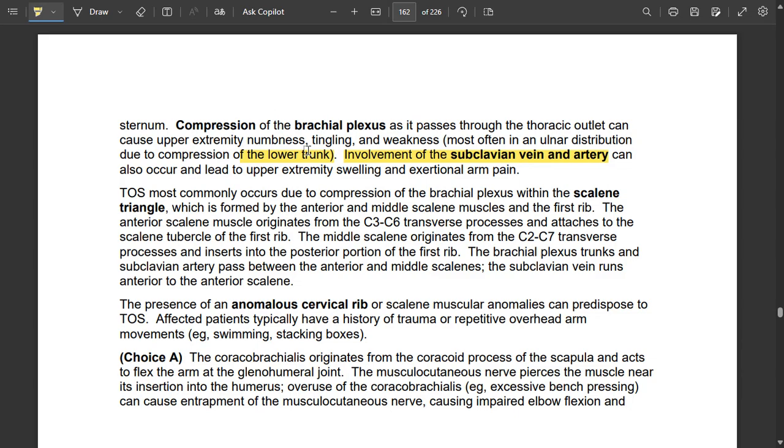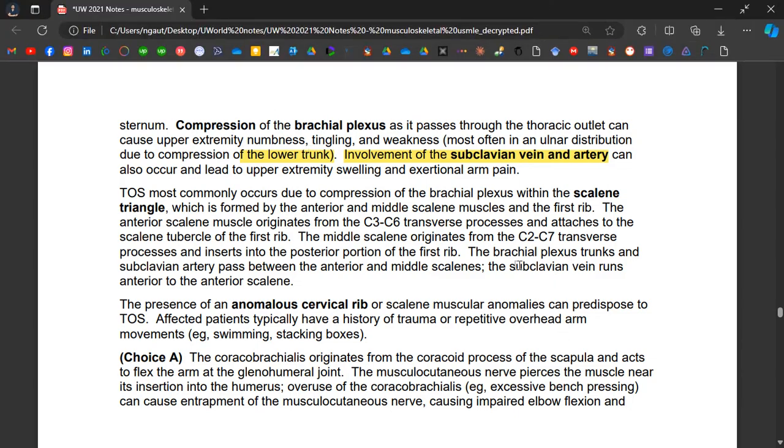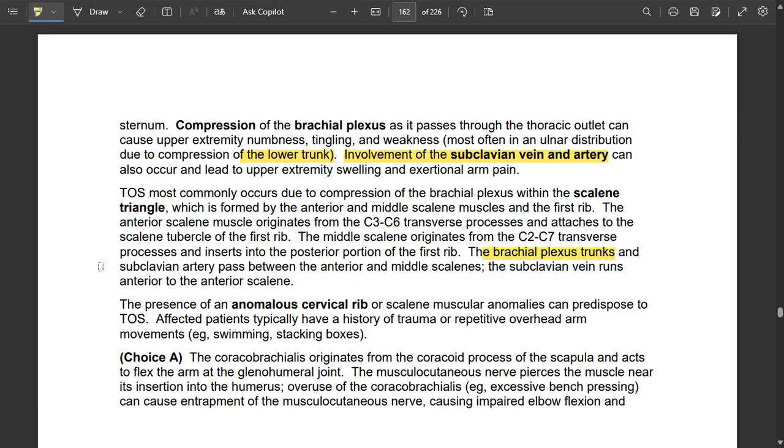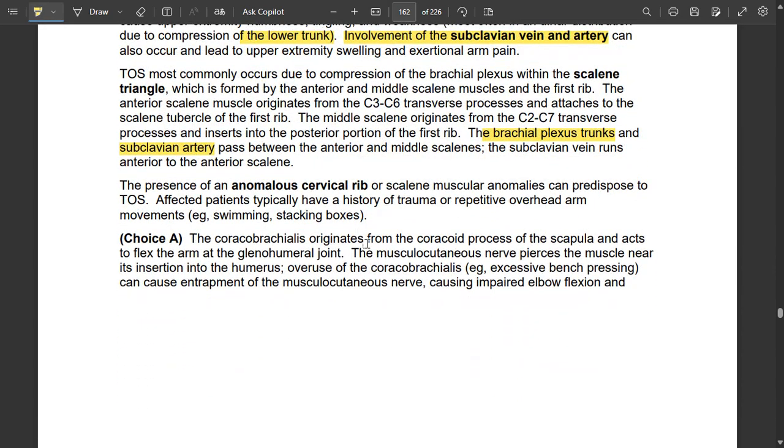The brachial plexus trunks and subclavian artery pass between the anterior and middle scalenes, and the subclavian vein runs anterior to the anterior scalene. The presence of an anomalous cervical rib or scalene muscular anomalies can predispose to TOS. Affected patients typically have a history of trauma or repetitive overhead arm movements, such as swimming, stacking boxes, etc.